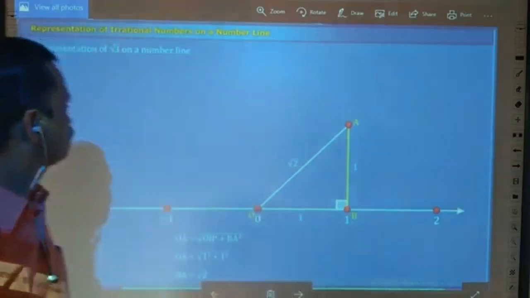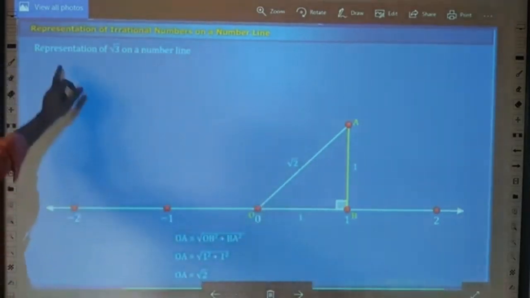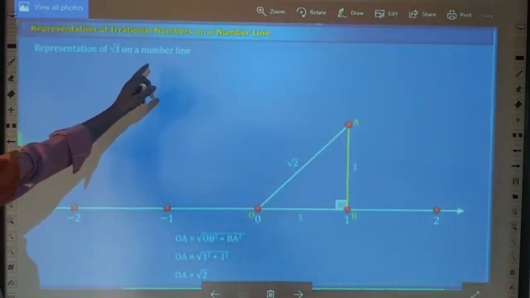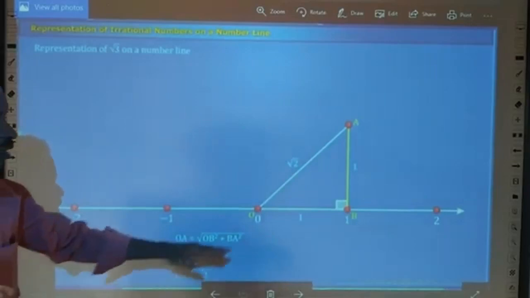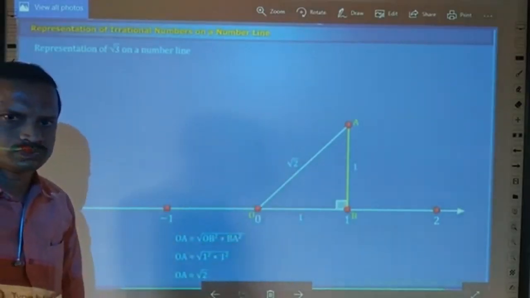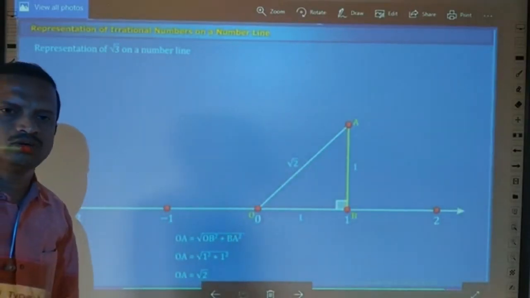And now, let us recall how we can locate irrational numbers like root 2, root 3, root 5 and more on a number line. First, this is for root 2. Here, the representation of root 3 on a number line is given. But the first step is root 2. And then you see how we can locate root 3.